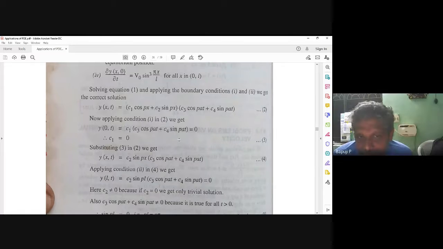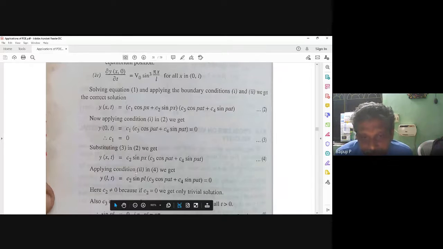Yes, sir. First condition, if you apply c1 is 0, then my equation becomes c2 sin px, c3 cos pat, c4 sin pat. Then at the second condition, if you apply y of l comma t, what will I get? Same story. c2 cannot be 0. This term cannot be 0. Suppose it is 0, that means there is no string, no motion, no question pattern.